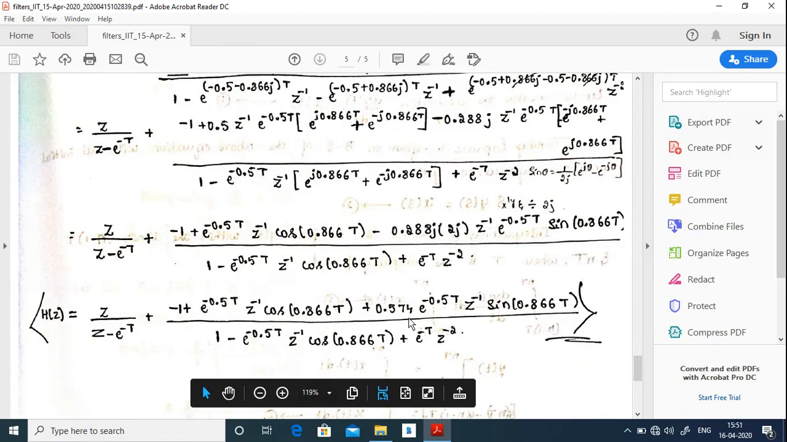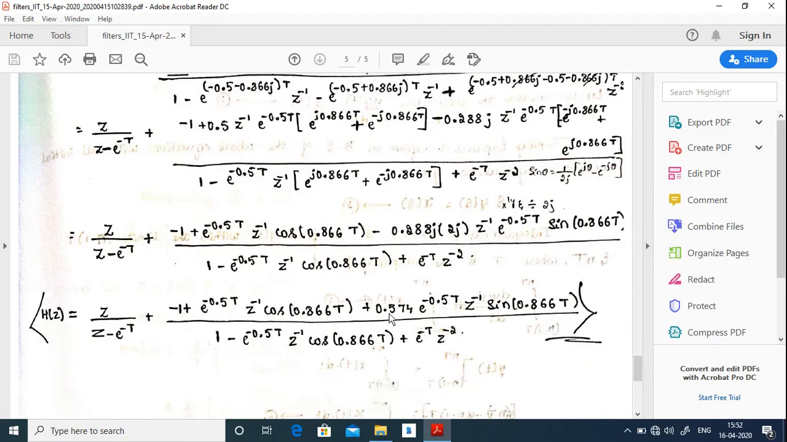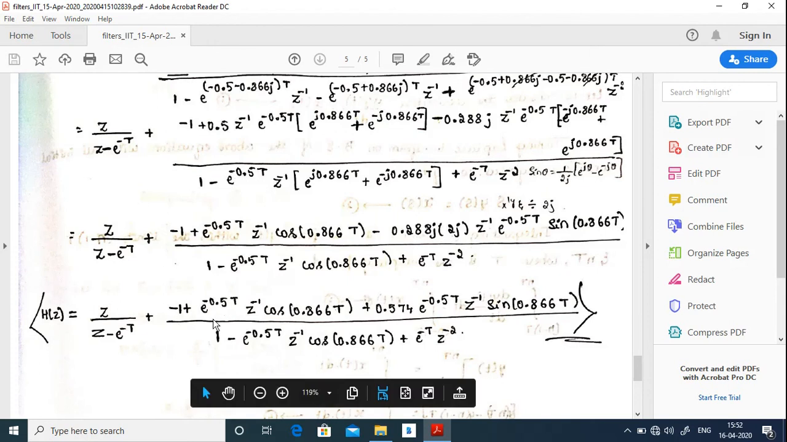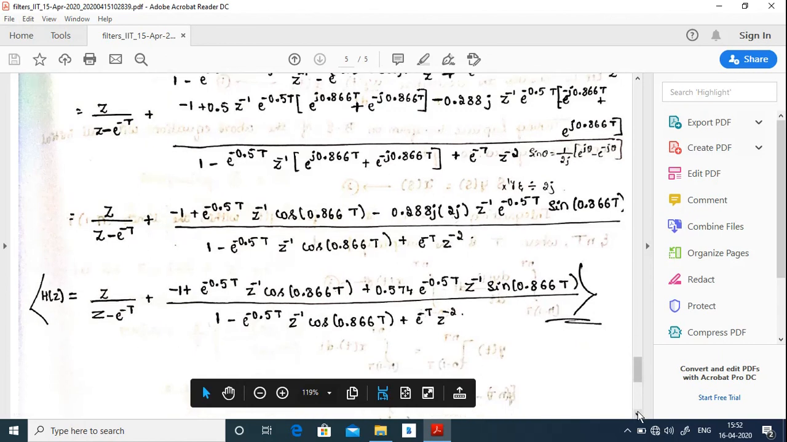j square is equal to minus 1, minus 1 into minus 1, you'll get plus 1, and 2j into this, you'll get 0.574. The rest you keep as it is. Similarly, simplify the denominator. Finally, you'll get this as your final answer. So, I hope you have understood this particular problem.